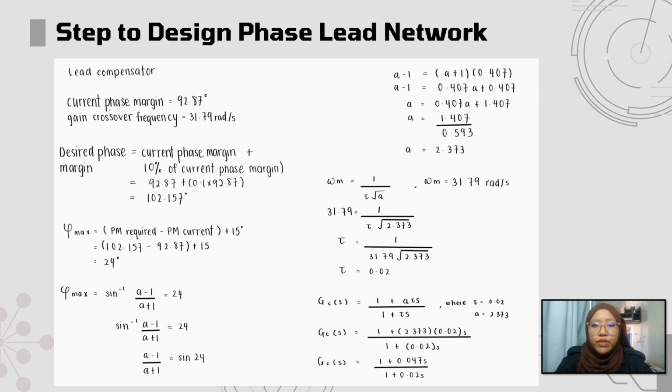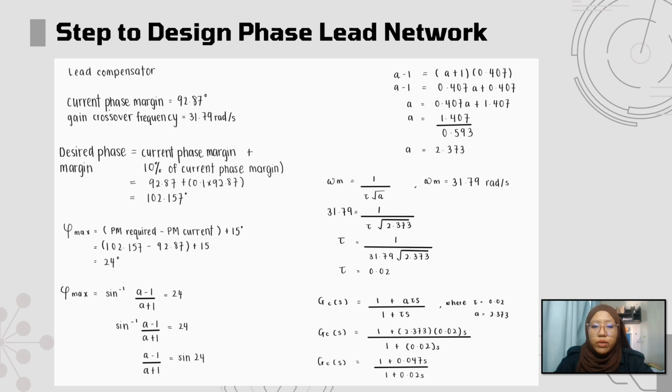To get a new desired phase margin, the current phase margin is 92.87, and we take a new value that is 10% higher than the current phase margin. The value of the desired phase margin is 102.157 degrees. Next, the safety margin for lead is 15. To find the phase max, PM required is 102.157 degrees minus PM current, which is 92.87 degrees, and add the safety margin. The value of phase max is 24 degrees.